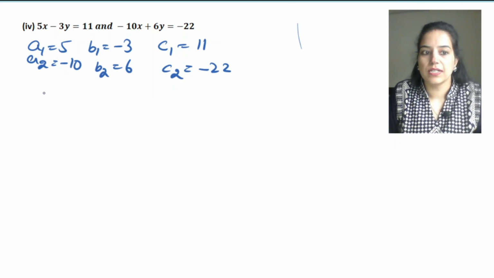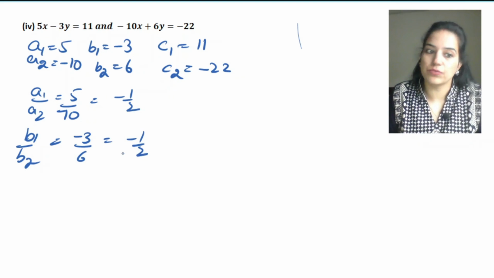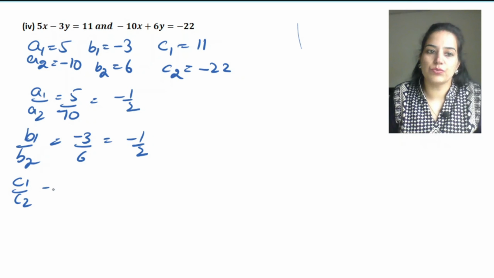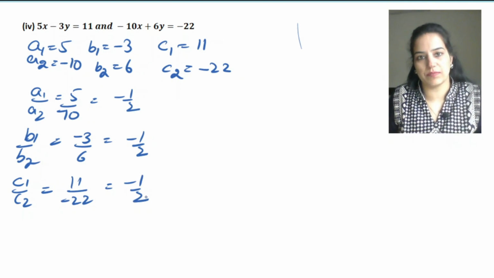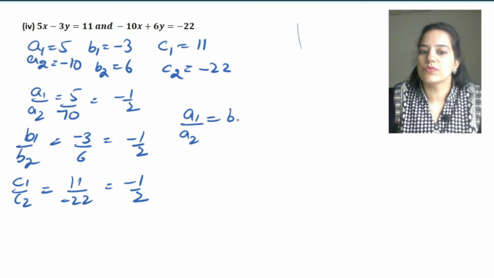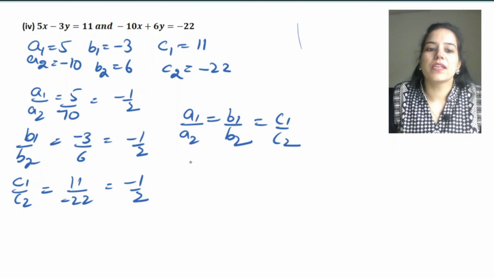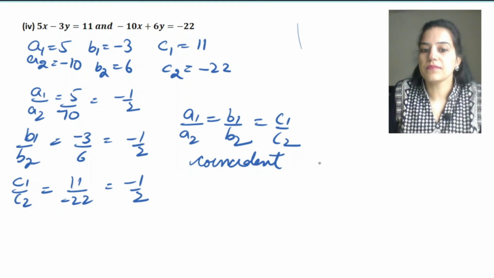Let's take the ratios. A1 by A2 is 5 by minus 10, which is minus 1 by 2. Then B1 by B2 is minus 3 by 6, which is again minus 1 by 2. And then C1 by C2 is 11 by minus 22, which is again minus 1 by 2. So all the three ratios are equal here. So A1 by A2 is equal to B1 by B2 is equal to C1 by C2. That means they are coincident lines, that is overlapping lines.